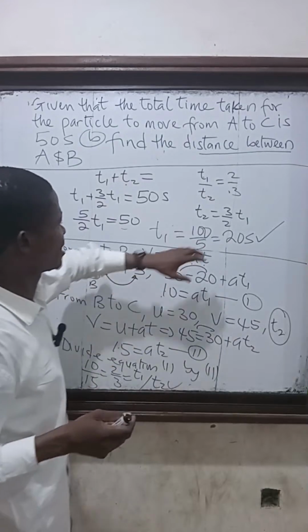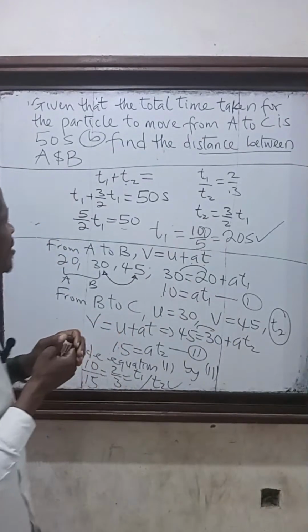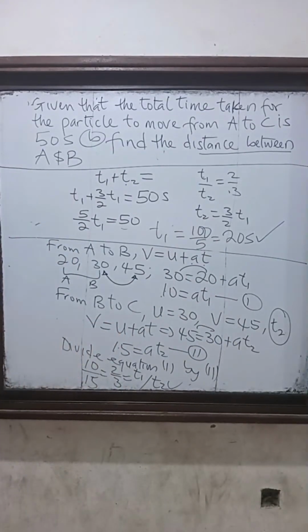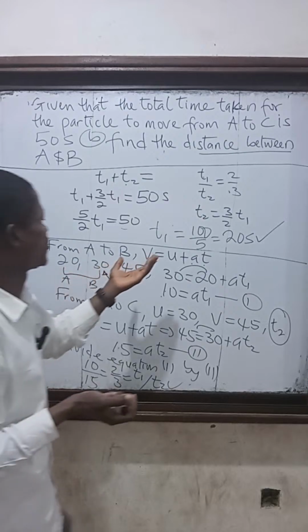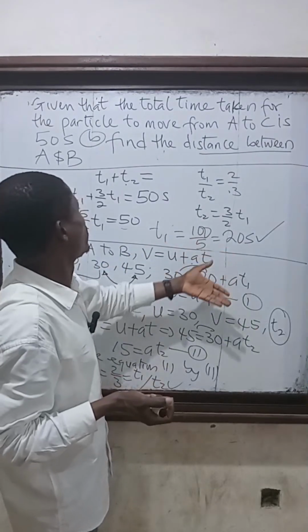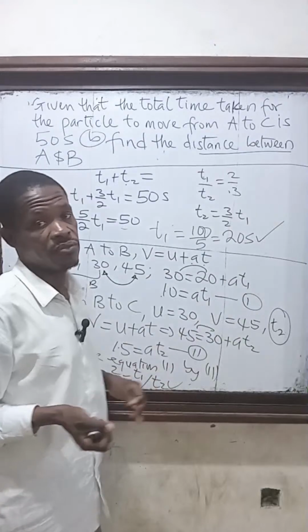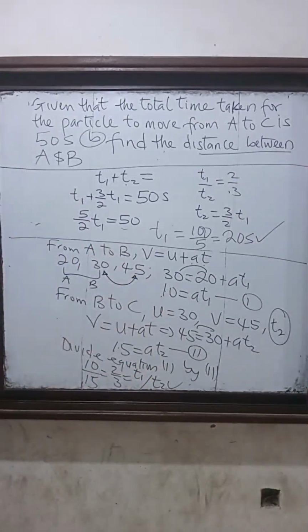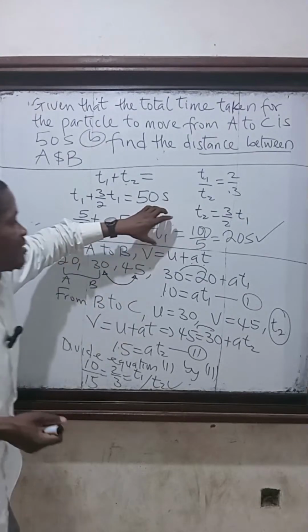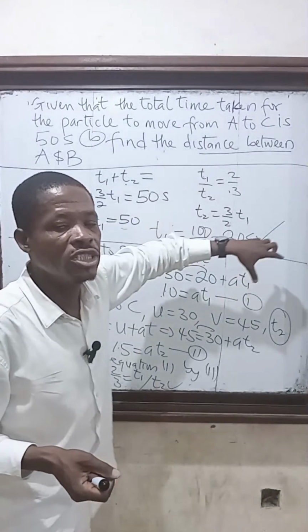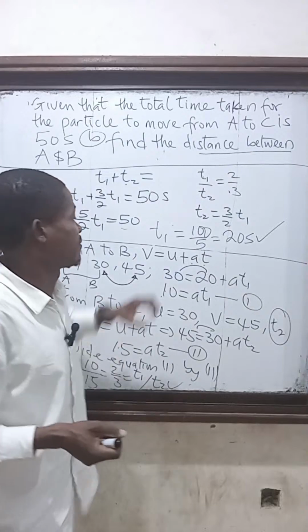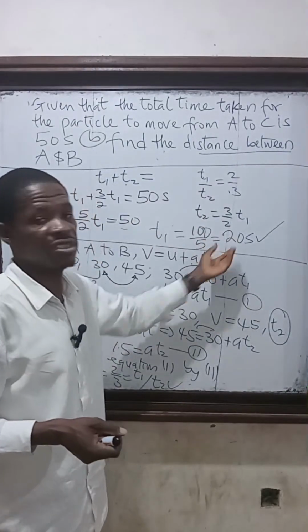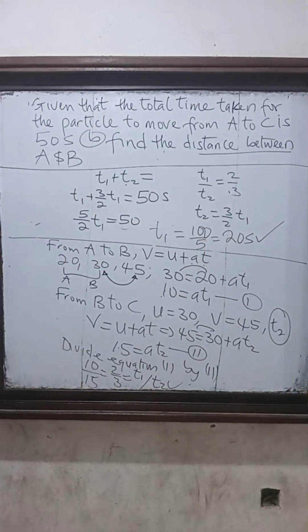You can as well get the T2 if necessary. Well, we don't need that. Once you get your T1 as 20, that means T2 is 30, because the total time is 50. So we've gotten T1, which is the time taken from A to B, and it is 20.